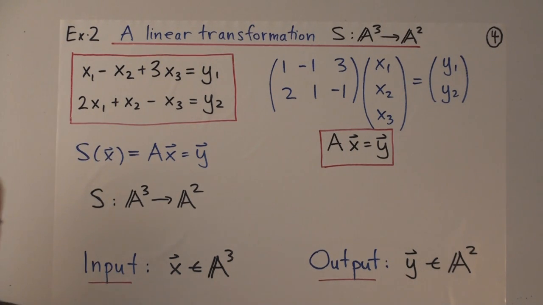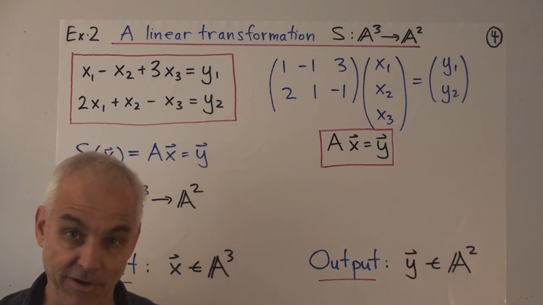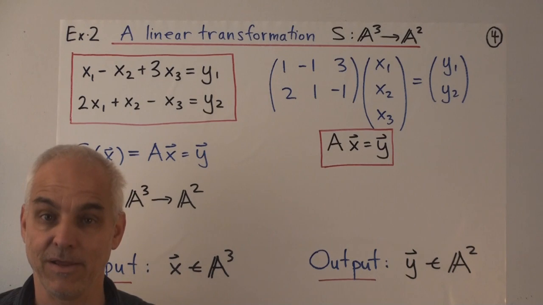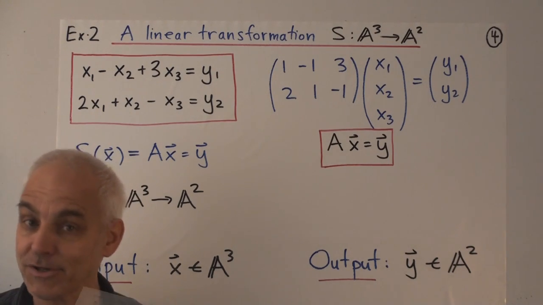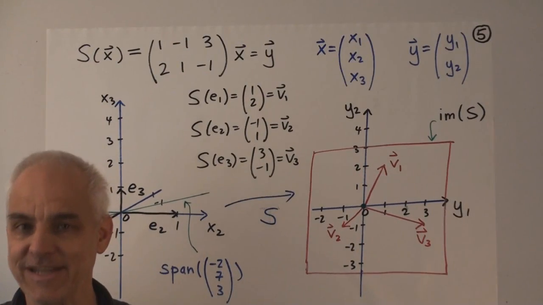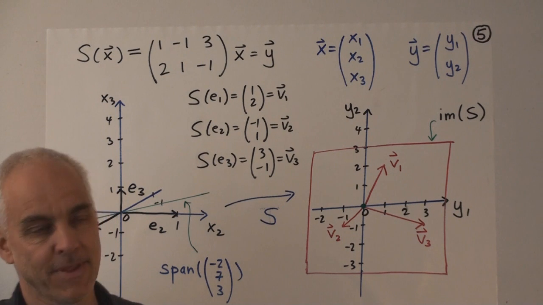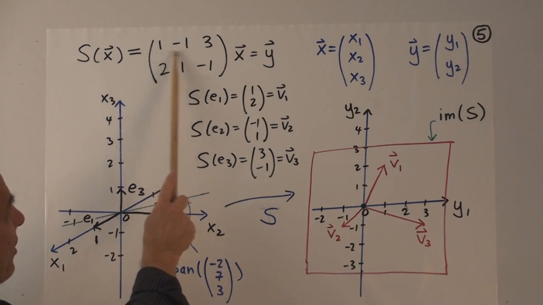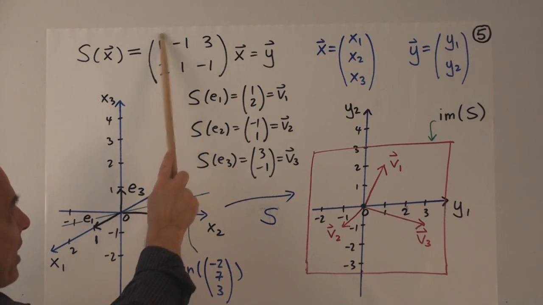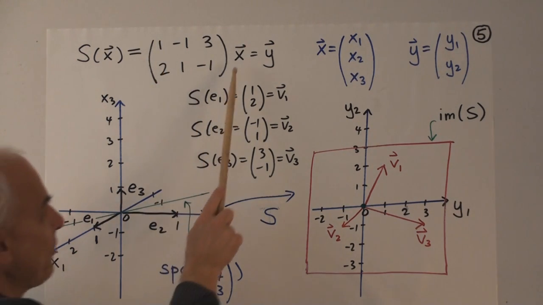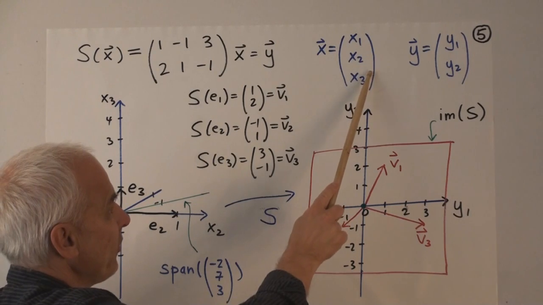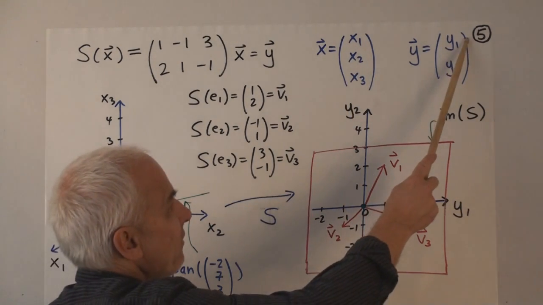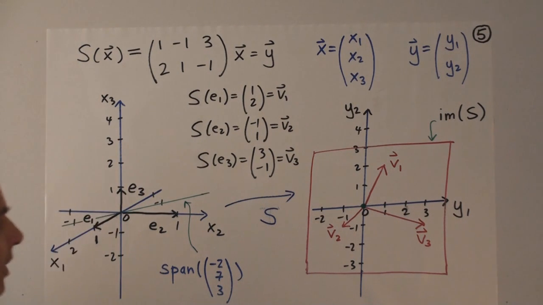And we want to do two things. We want to visualize what's happening here, and then we want to analyze it algebraically using, of course, row reduction. All right, so first let's have a look at the geometry of it. There's our transformation. S of x equals this matrix, a 2 by 3 matrix, times this vector x, which has three components, x1, x2, x3, and that's equal to y, the vector with two components, y1 and y2.